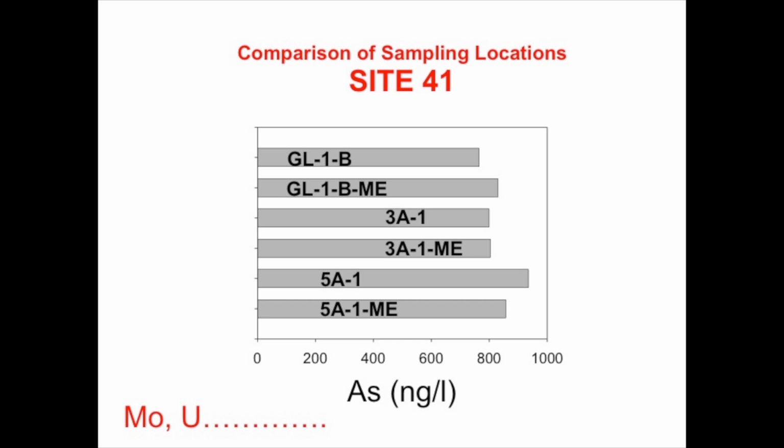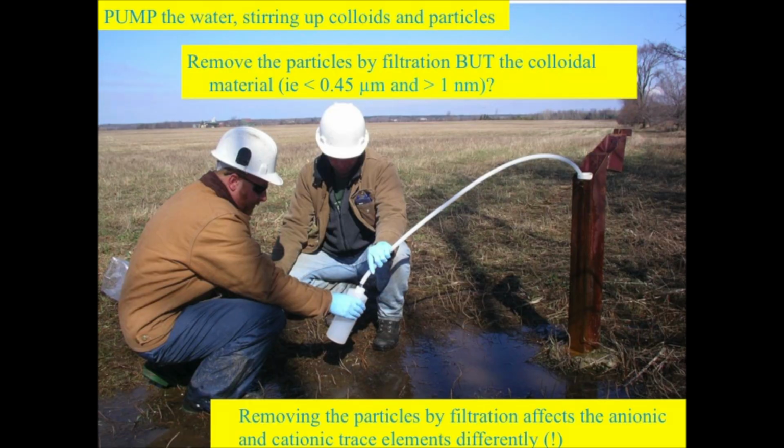So arsenic behaves differently. Molybdenum and uranium behave like arsenic. So now we see there are two groups of elements that are behaving differently in terms of their variation. So what is happening here?